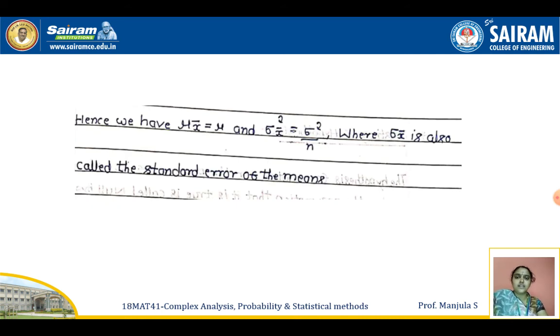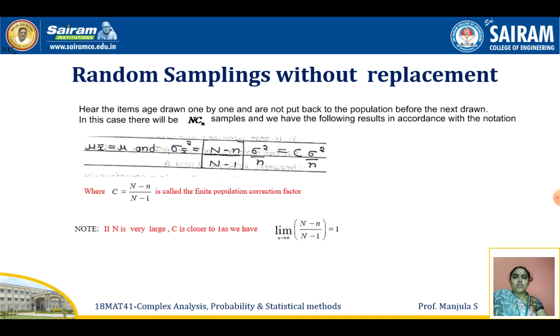You just see here mu x bar equals mu. So it means the mean of the population and the mean of the sample are the same. But the variance of the population and the variance of the sample will be different, with some relation. What is that relation? Sigma x bar square equals sigma square divided by n. That you have to remember here. Here sigma x bar is nothing but the standard error of the mean. Now we'll see the next one.